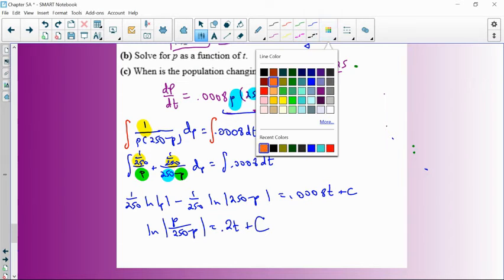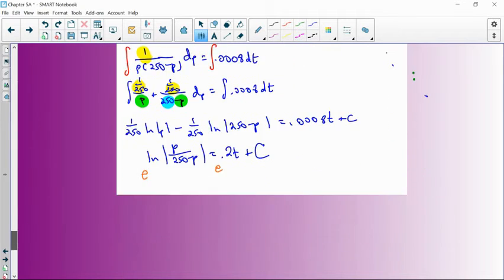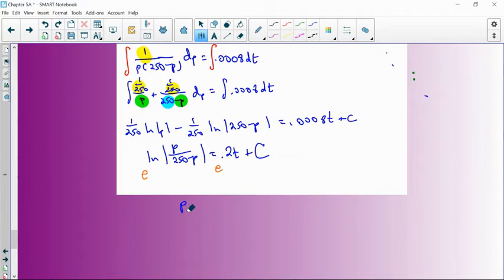And it's at this point I would probably e to the, because you've got your log together, and when you e to the, now we get just with no absolute value, p over 250 minus our p value is equal to new constant e to the 0.2t. I would probably insert our given condition, right? When time equals 0, our p-value is 50.